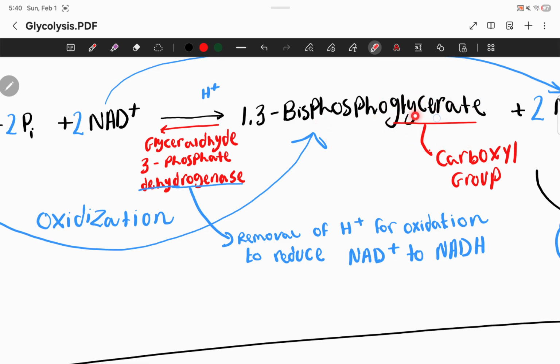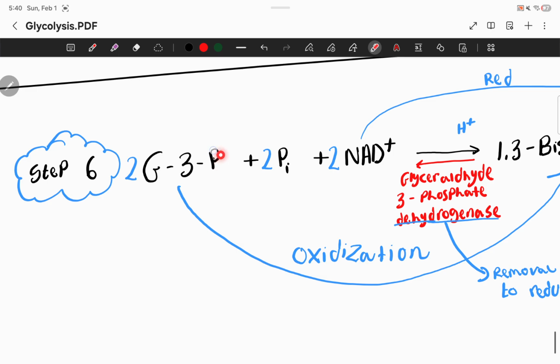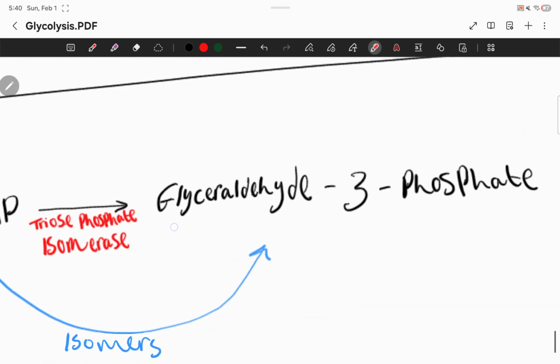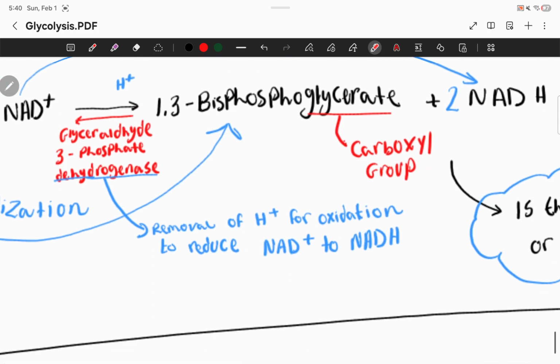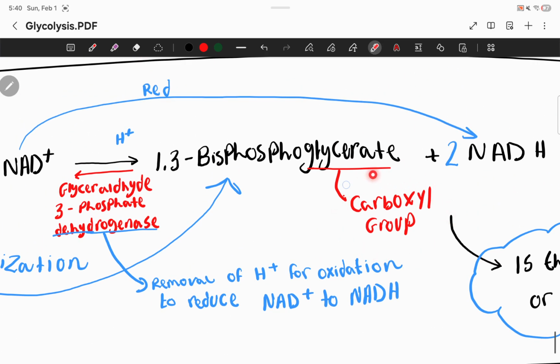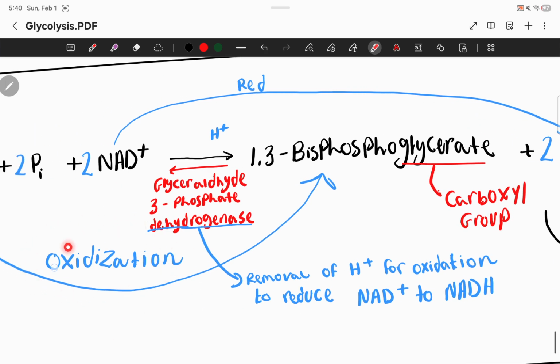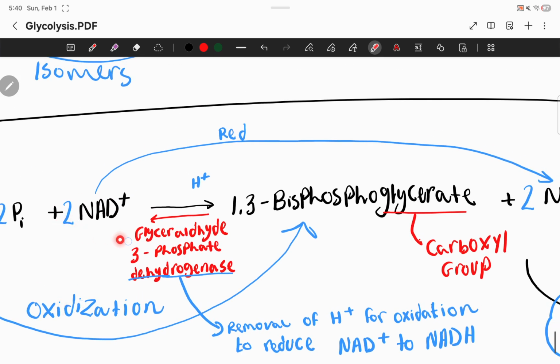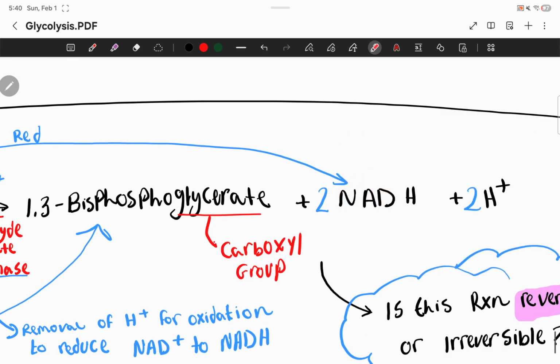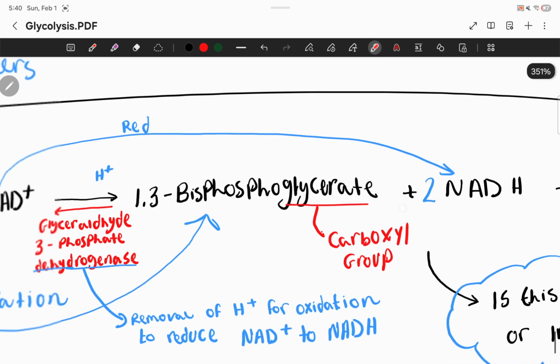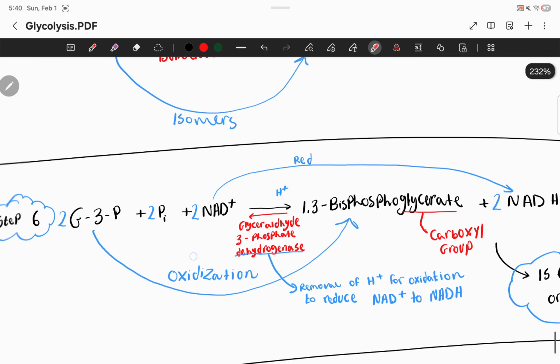bisphosphoglycerate. It is glycerate because we're losing the aldehyde group that we had here, and we're switching it to a carboxyl group, so that gives us glycerate. And in order to do oxidation, we also need reduction, so we're basically reducing the 2 NAD plus to NADH, okay? And we're multiplying everything by 2 in this reaction.